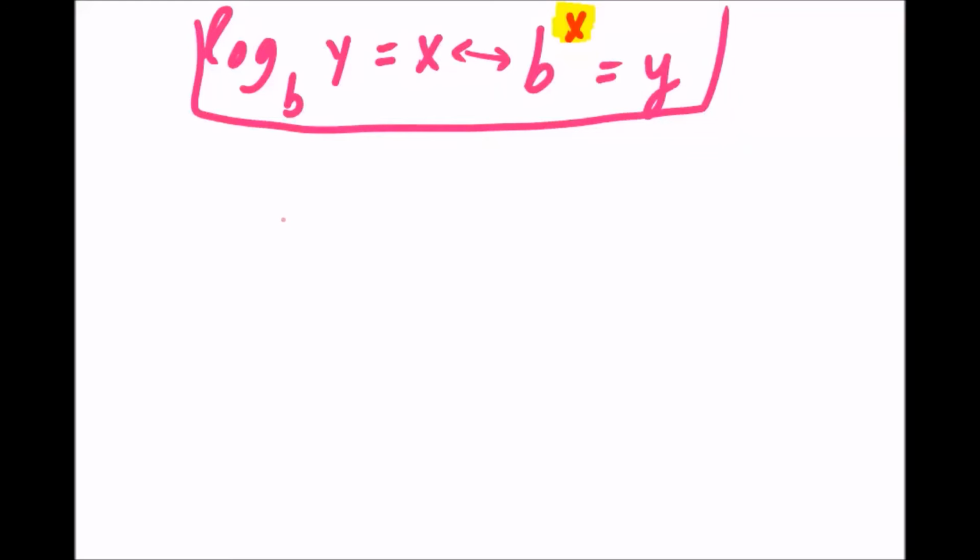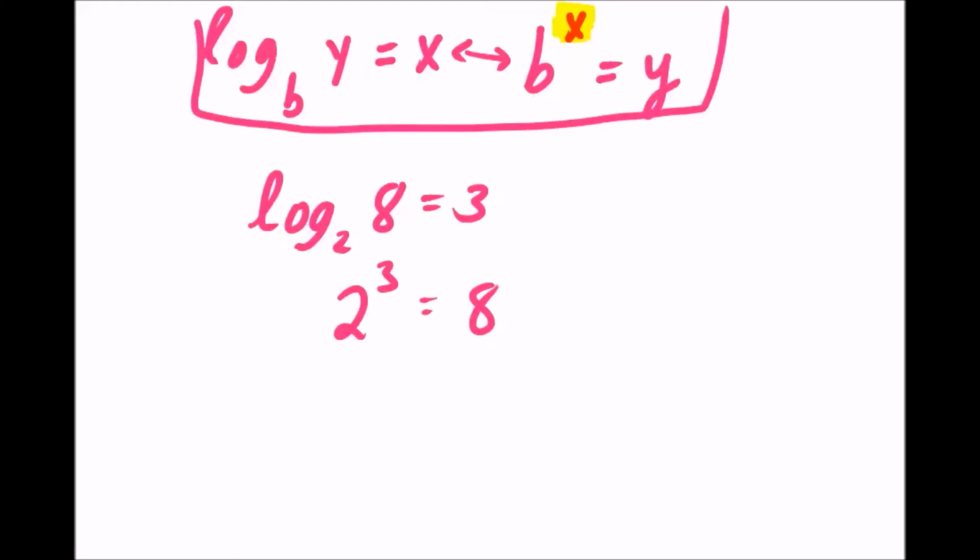My first example is log base 2 of 8 equals 3. And we're going to flip back and forth here. And we're going to write 2 to the third power equals 8. So the base goes right here. This part from the other side goes to the exponent. And the 8 gets moved to the other side. So log base 2 of 8 equals 3 is the same as saying 2 to the third power equals 8.